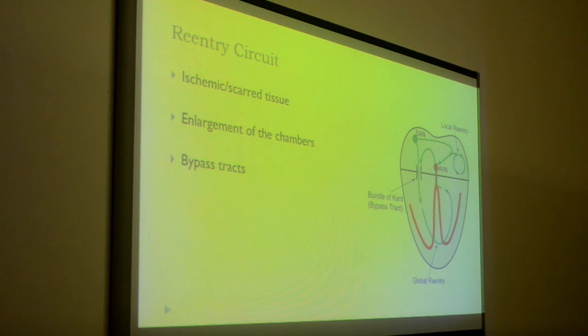Even if the cells are dead, like in ischemia? When you have infarction, it doesn't mean that all the cells die. There could be some areas conducting and other areas that are not. It's not necessarily one uniform area of death.